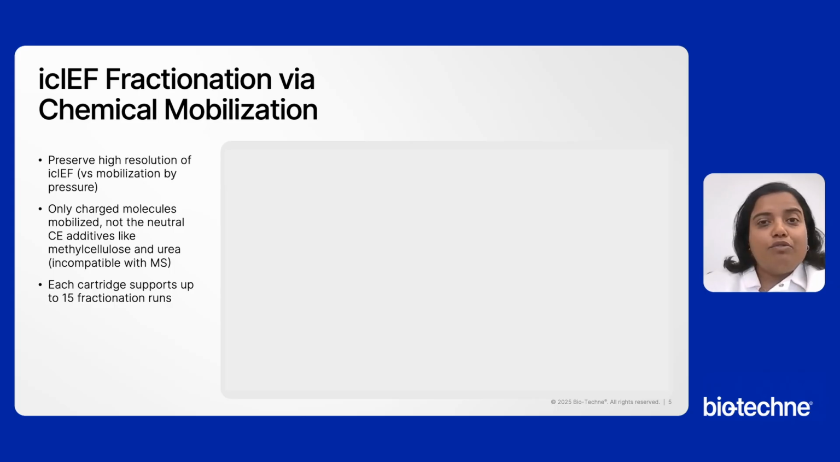Therefore, fractions do not contain any of your solubilizers, say urea or methylcellulose, as they are not charged molecules. Each fraction, once eluted out of the capillary, one by one, is dispensed, as I said, in the 96 well plate. And the fractions can be collected and individually used for downstream analysis, or they can be pooled further if required in a higher concentration.